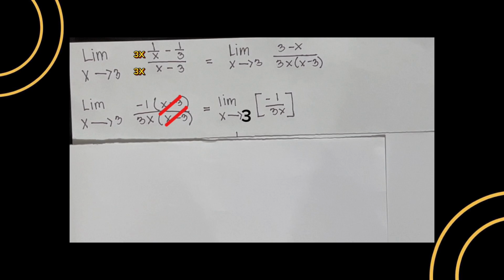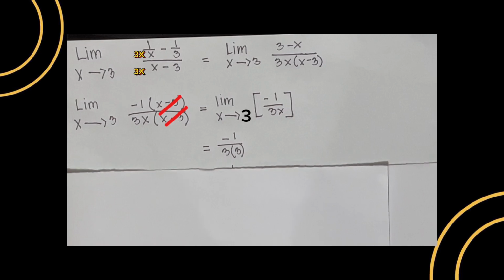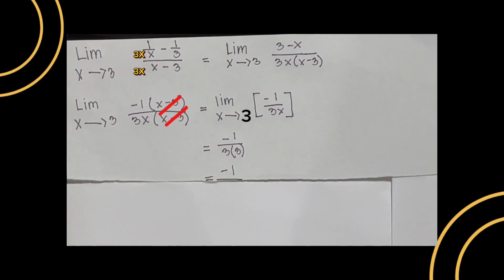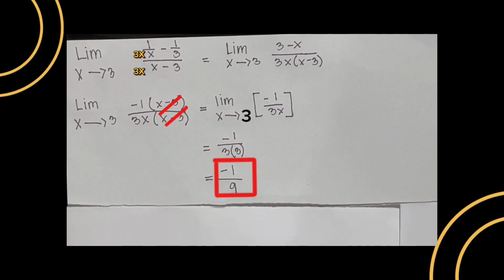So now we can use direct substitution. So let's replace x with 3. So it's going to be 3 times 3, which is 9. So the final answer is negative 1 divided by 9.